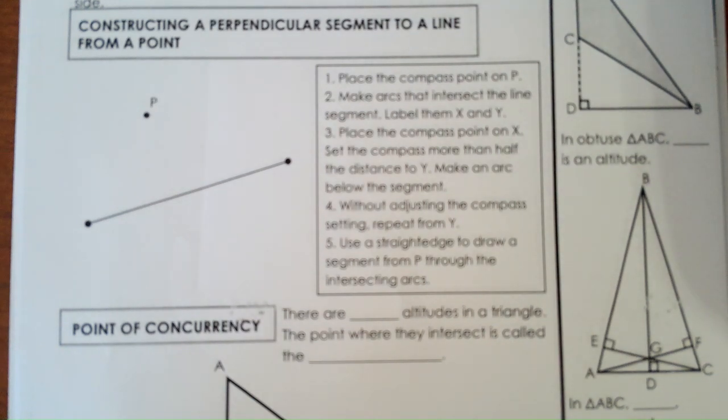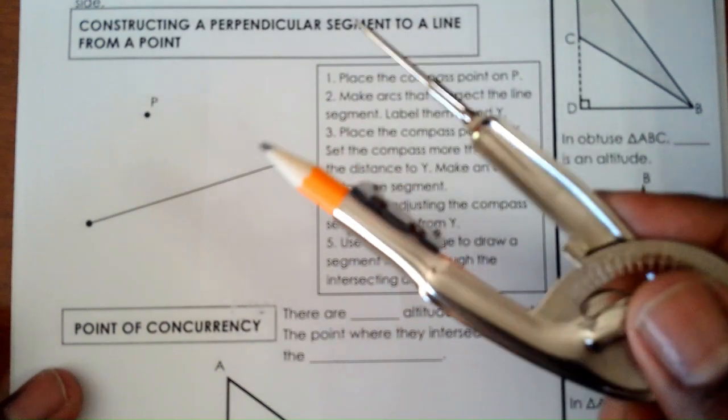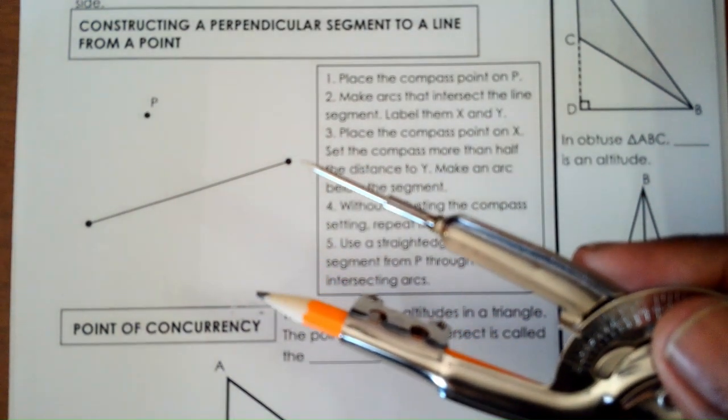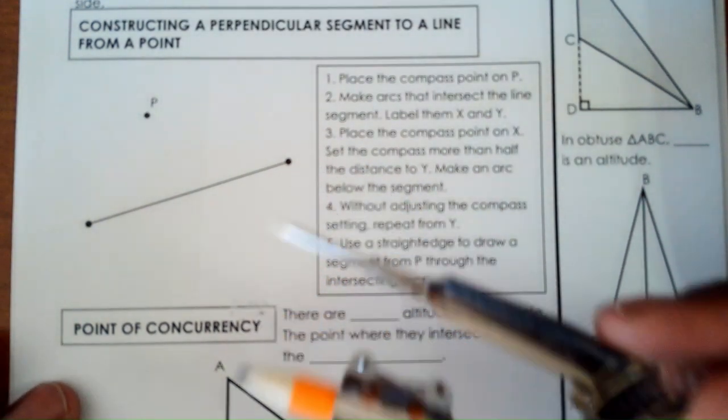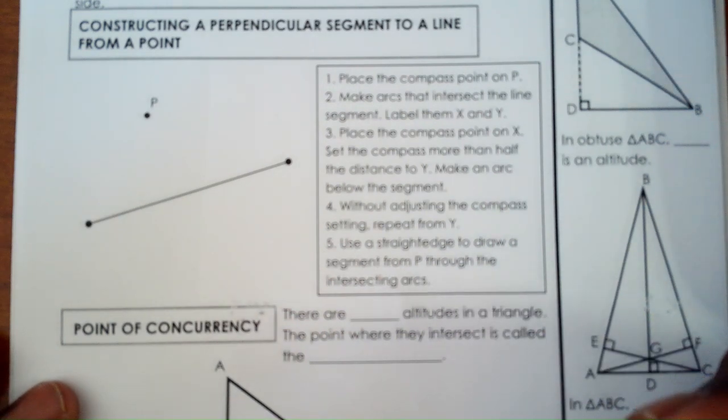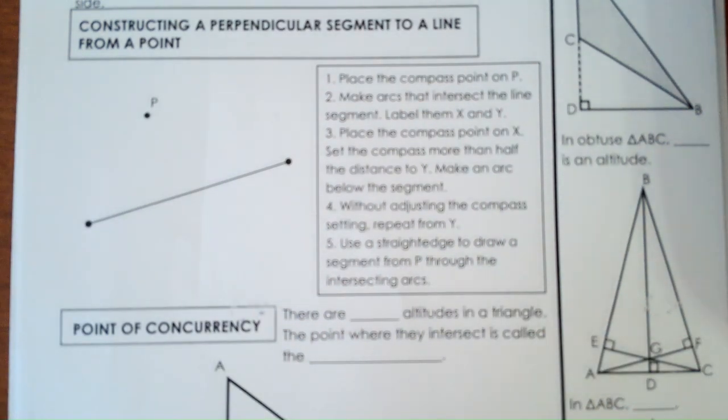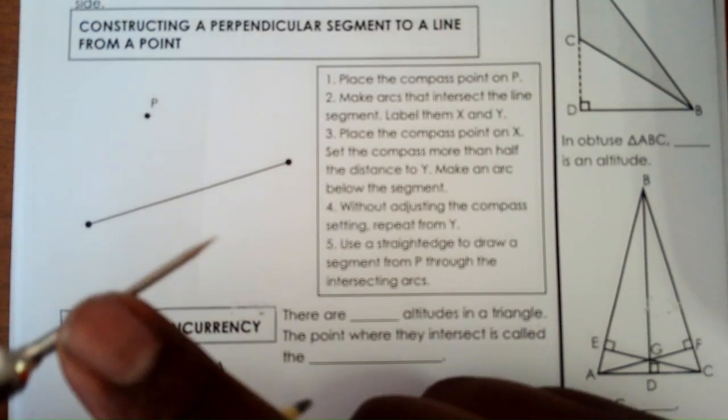All right, folks, we are constructing the perpendicular segment of a line from a point. Now, this is part of the altitude note, so please make sure that you go through and write this on the right paper. First off, we're going to be taking our compass and putting it on point P. This time, I'm going to use my metal compass. If you're using the circle compass, I'll make sure I use the right terminology to keep you in the loop. So first off, we're going to put our compass point, the metal side, on P.